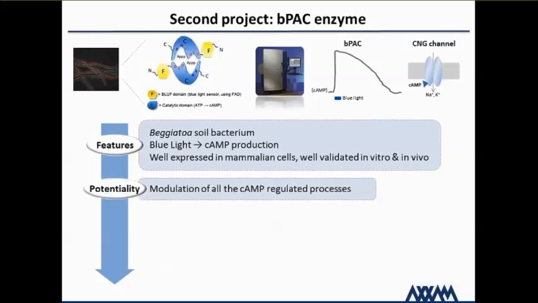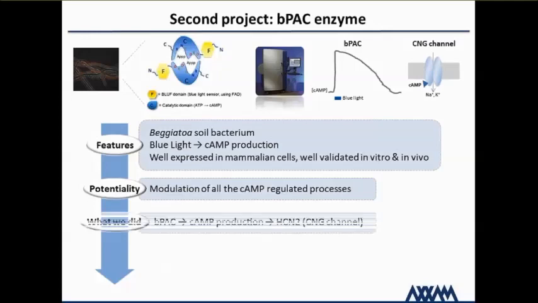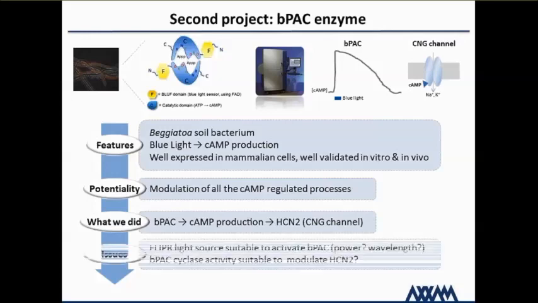And due to the importance of the cAMP second messenger in regulating many cellular processes, we decided to set up a recombinant assay in which the blue light stimulation of bPAC induces the production of cyclic AMP, in order to demonstrate if the FLIPR light sources have suitable energy and spectral properties to activate also this optogenetic tool, and also to see if the cAMP produced by the bPAC enzyme would be suitable to induce the activation of a CNG channel, HCN2.